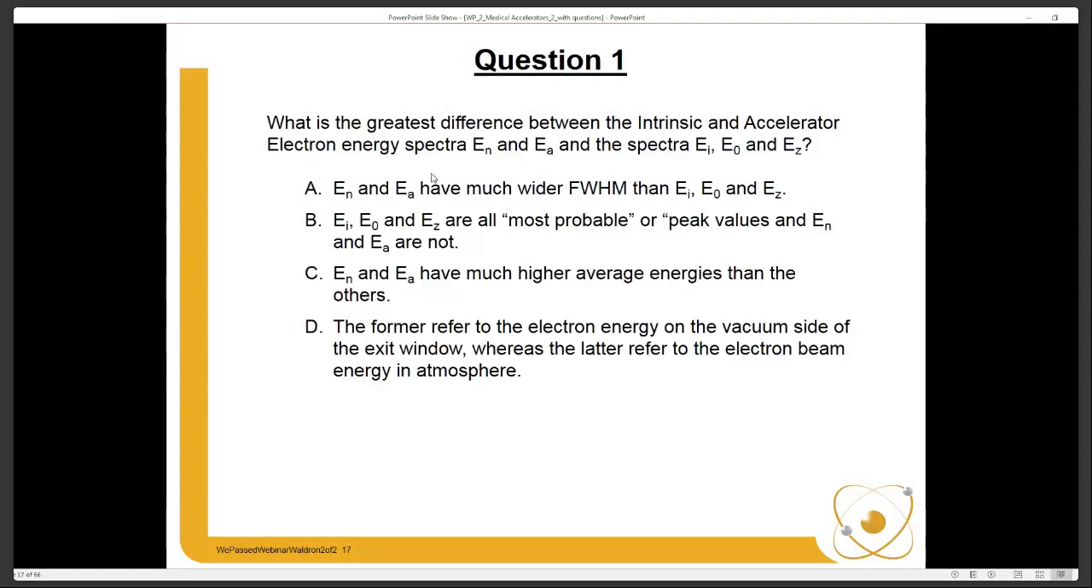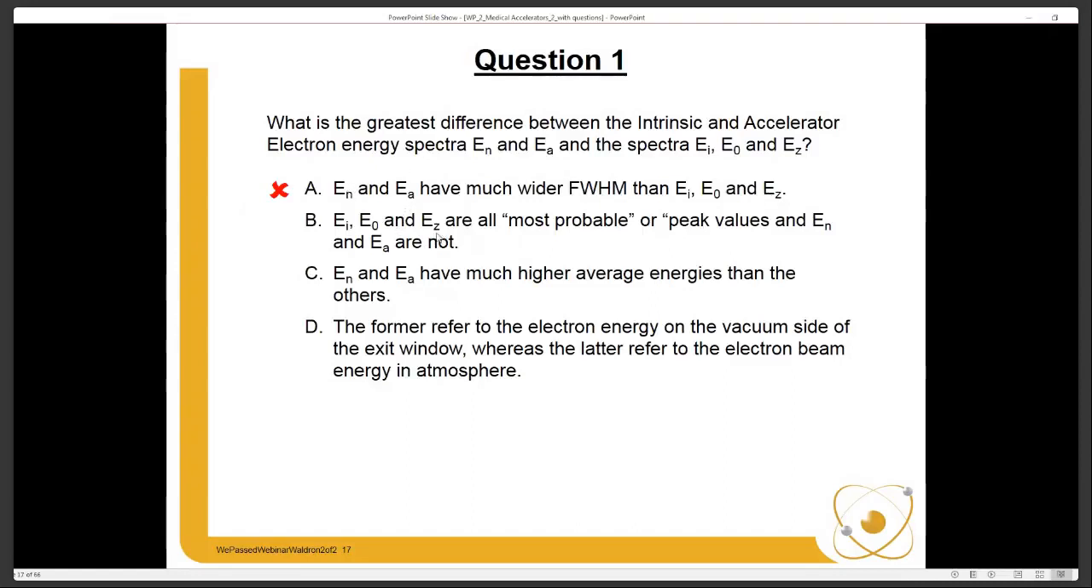So we said, what is the greatest difference between intrinsic and accelerator energy spectra, E sub n and E sub a, as compared to the E sub I, E sub 0, and E sub z? Was it choice A, that E sub n and E sub a have much wider full width half maximum than E sub I, E sub 0, and E sub z? As we saw in the last slide, no, that is not the case. The energy spread increases immediately as we get out into the world and we start calling it I, E, and Z as opposed to N and A.